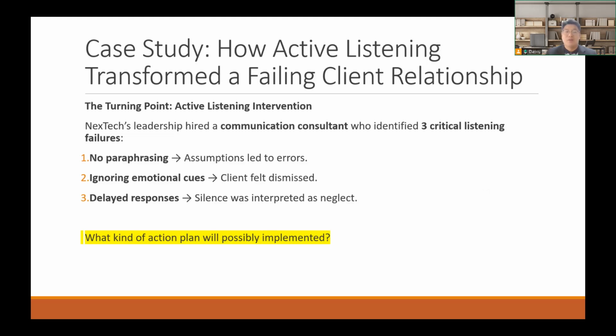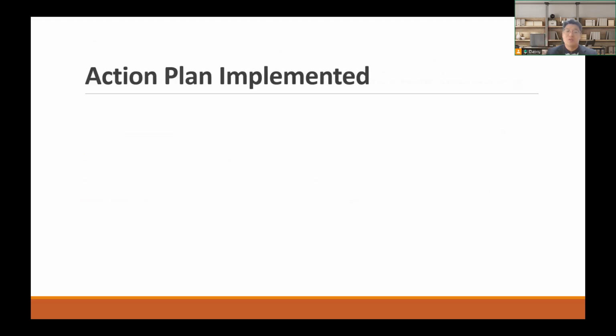So what kind of action plan will possibly implement it if we know these 3 critical failures? Okay, so we will just see how we can use active listening. The first one is the training for the team, because we have to let the team know the listening. If you do not have the active plan or active procedures, it will cause or lead to certain severe consequences, as we saw just now.